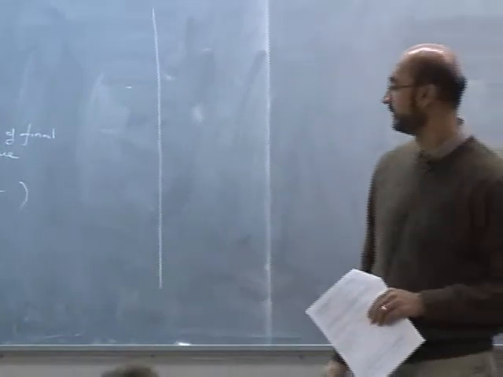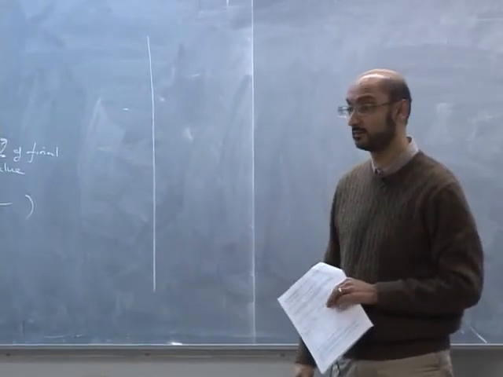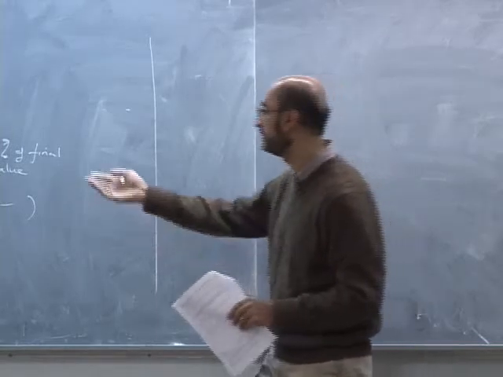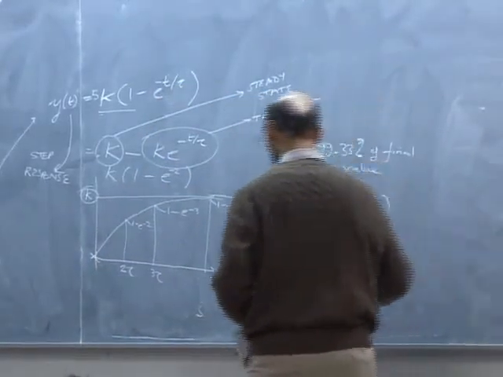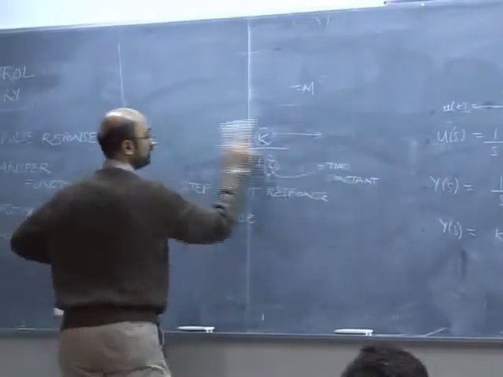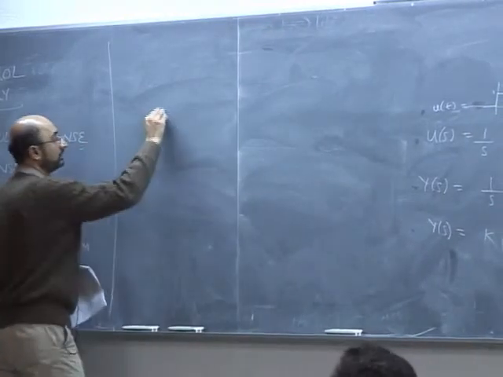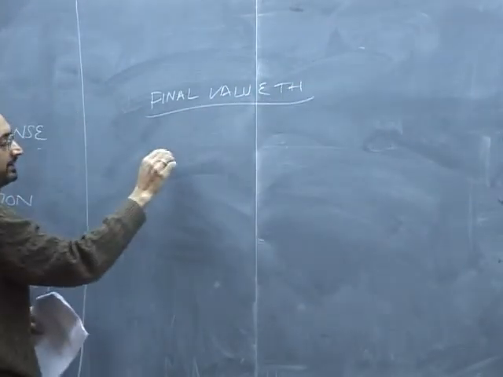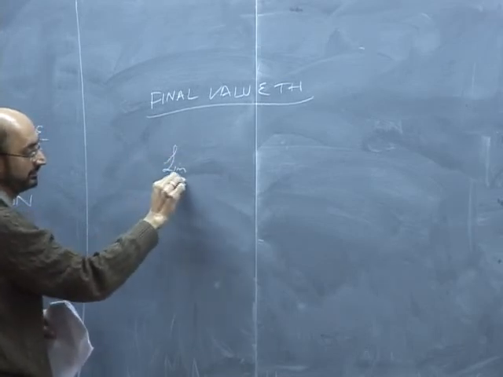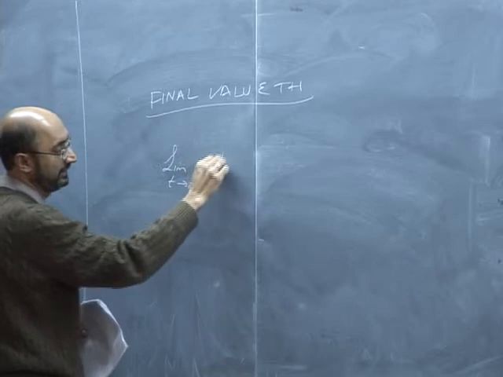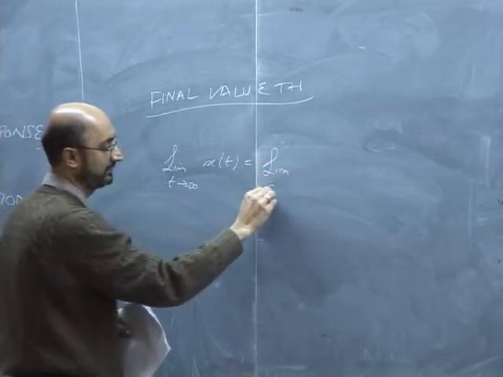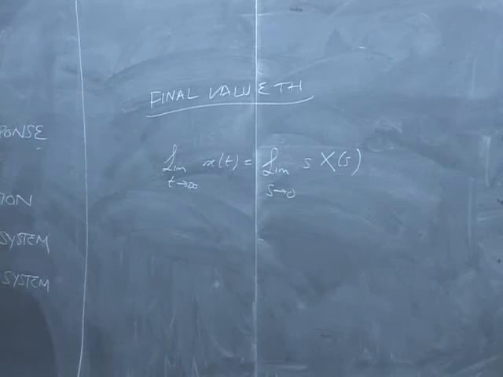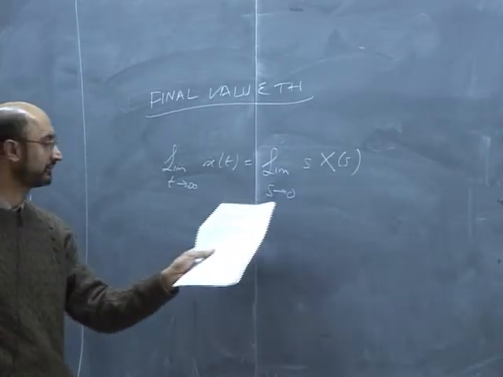Before I go there, I want to get this. Any questions about this? I'll talk about final value. Doing the final value here is actually straightforward. The final value theorem states that the limit as t tends to infinity of x of t is equal to the limit as s tends to 0 of s X(s). It's a very useful theorem to have. You take s X(s), multiply the Laplace by s, take the limit as s tends to 0. That's what happens over here.